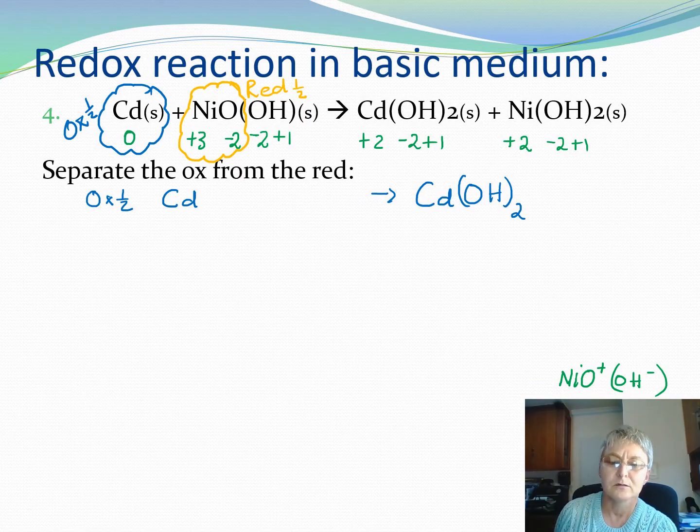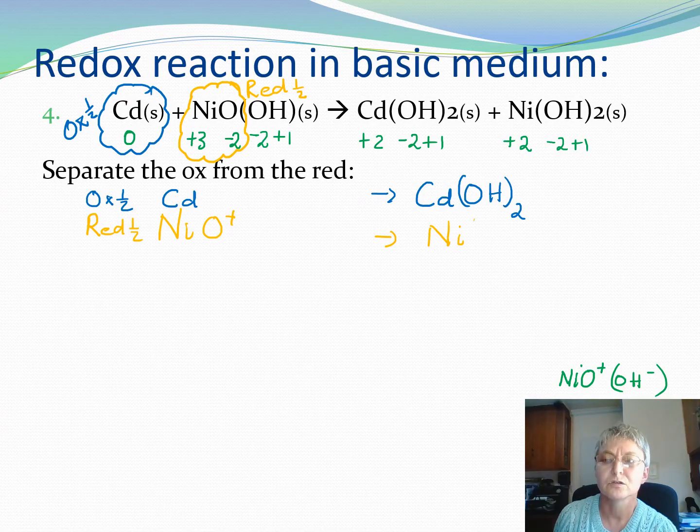The nickel forms the reduction half reaction, so it's NiO+ and it goes to Ni 2+. I think I made a mistake here by adding this hydroxide here. Just remove that part and change it back to cadmium 2+.